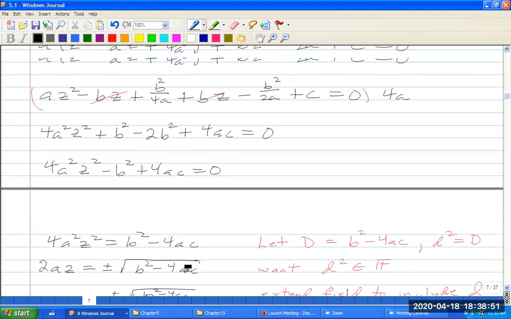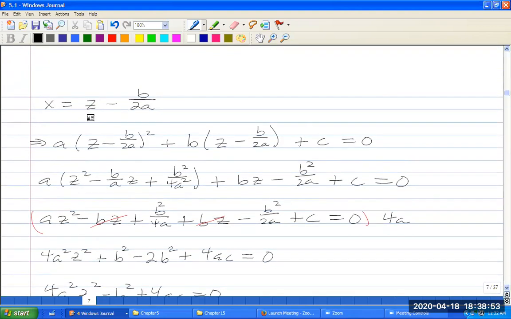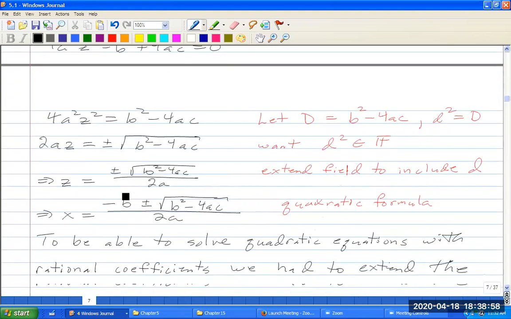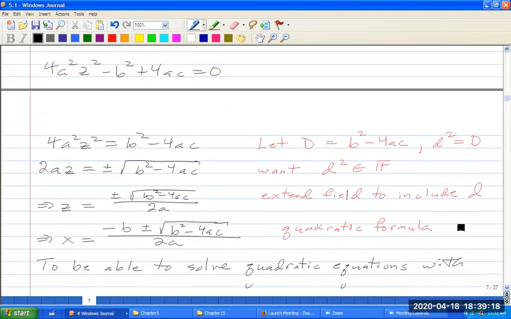Plug that back in for z to get x. So x is equal to minus b over 2a plus or minus the square root of b squared minus 4ac all over 2a. Let's rewrite it as x equals minus b plus or minus the square root of b squared minus 4ac all over 2a. This is the quadratic formula. Usually we let d, the discriminant, equal b squared minus 4ac.